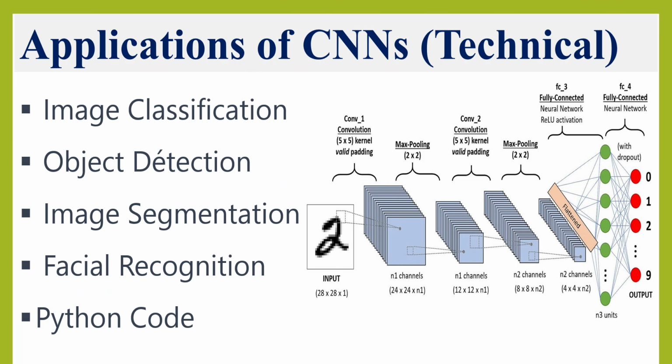For better understanding, let's look at some Python code where we will create a simple CNN using Keras and TensorFlow to classify handwritten digits, which is the MNIST dataset. We'll use dummy data to demonstrate the concept. Also, we will run this code in Google Colab. So let's get started with the code.